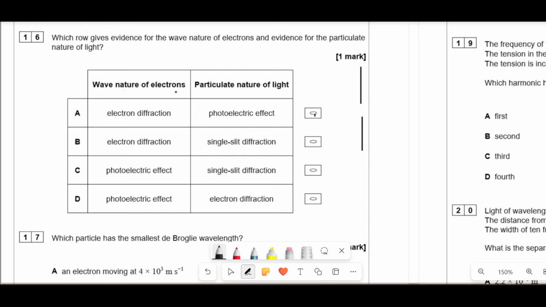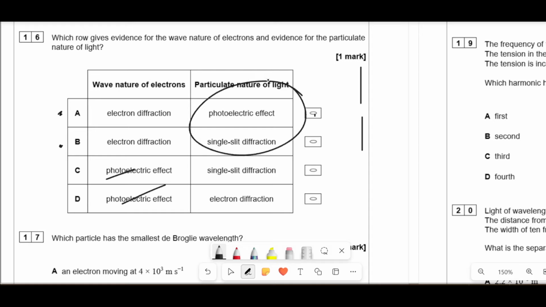If we're looking at the wave nature of electrons, then they also have to diffract. So it's one of these two. However, the photoelectric effect can only be explained by something particle-like, photons, because it shows that electrons can only be given energy in specific little packets of specific sizes, which are discrete, and that's known as photons. We already know that electrons are particulates. That's not going to show us the wave nature of it. So that's out and that's out.